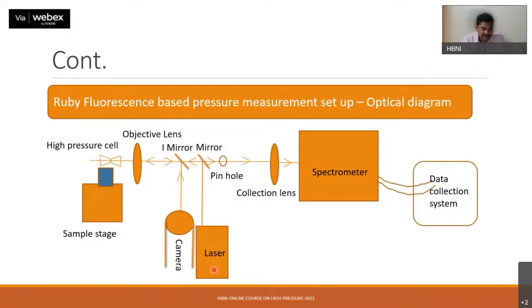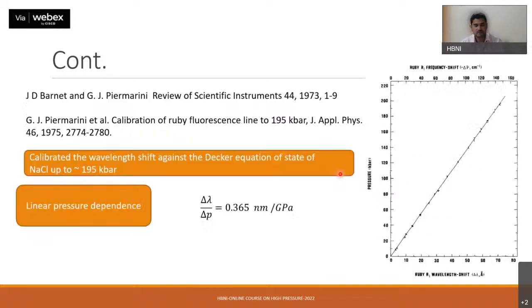So this is an optical diagram which shows that you require an excitation laser, and you focus this excitation laser on your sample, and then the Ruby fluorescence lines are collected through this objective lens and through a collection lens, and of course you use the pinhole, to a spectrometer, and then you can record these Ruby fluorescence lines and get the pressure by using the calibration parameters, which I will be showing next.